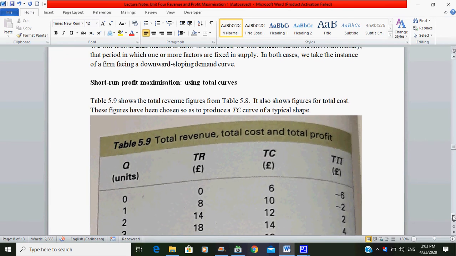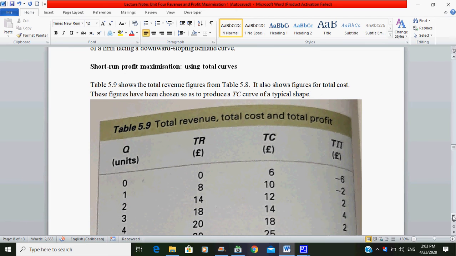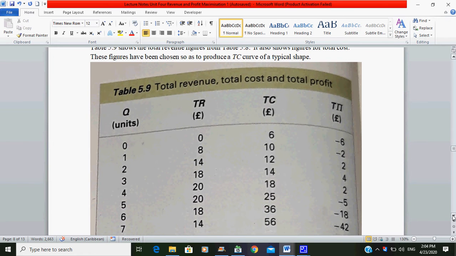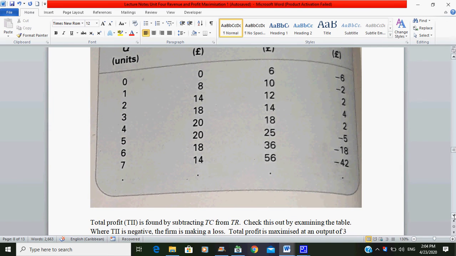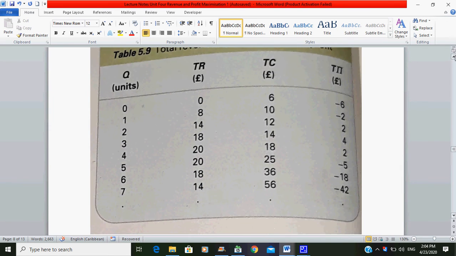It also shows the figures for total costs. These figures have been chosen so as to produce a TC curve of a typical shape. So total profit is what? 0 minus 6 gives you negative 6. 8 minus 10 gives you negative 2. 40 minus 2 gives you 2. 80 minus 40 gives you 4. TR minus TC equals what? Total profit, as you know before. Total revenue minus total cost equals what? Total profit. Alright?